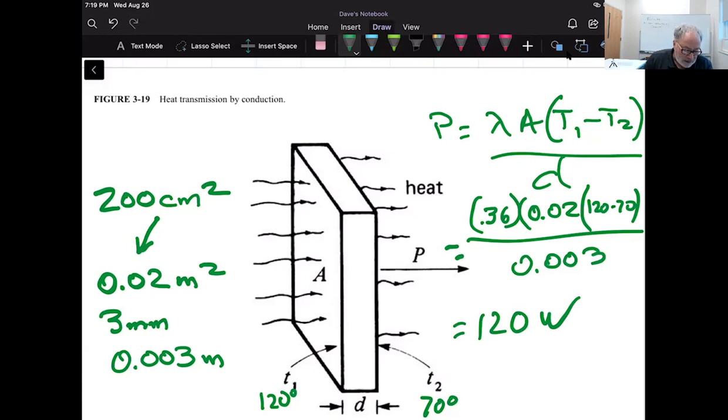So if the area is 200 centimeters square, thickness is 3 millimeters, calculate the heat flowing through the sheet in watts. Okay, this gives us the heat in watts that is conducted through this mica. Just a quick example, and of course what you want to take away from that is equation 318 is our equation for thermal conductivity.